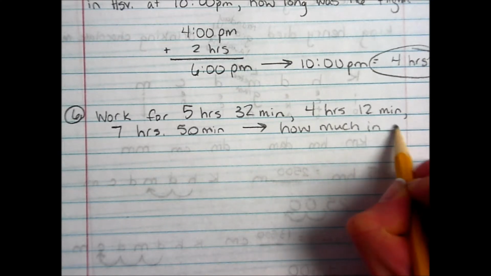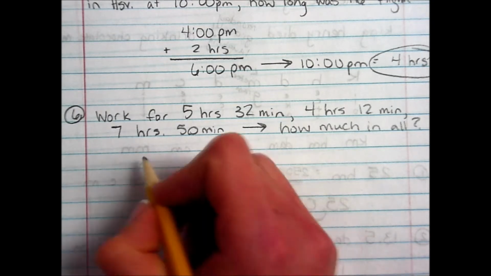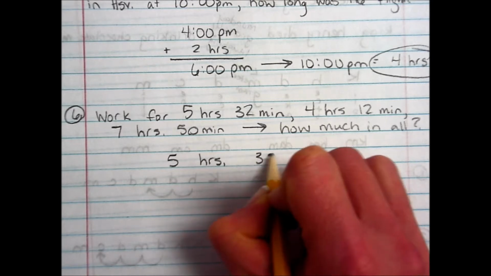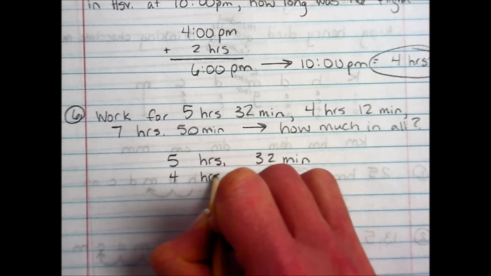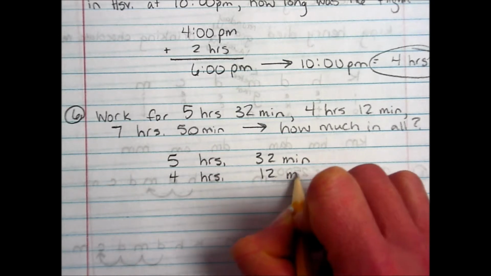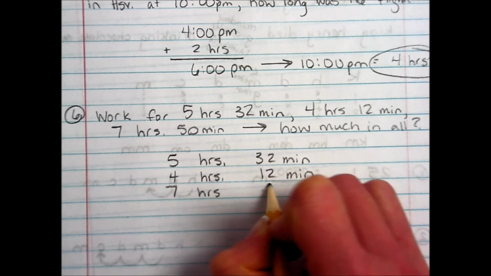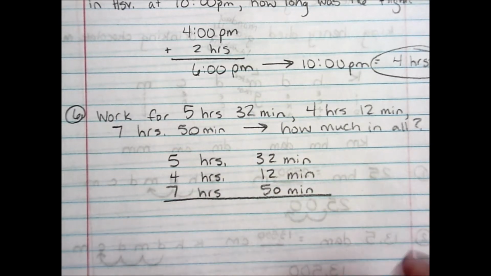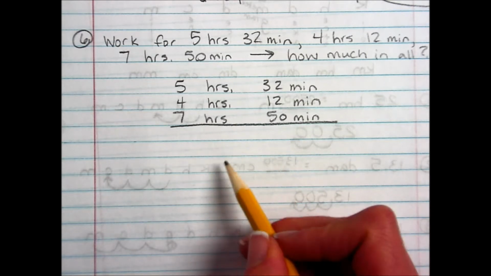So what you'll need to do on this question is line up hours and minutes. So 5 hours, 32 minutes, 4 hours, 12 minutes, and 7 hours and 50 minutes. This will look similar to what we did when we were working customary system a couple of weeks ago, where we'll have to rename to make it in simplest form.